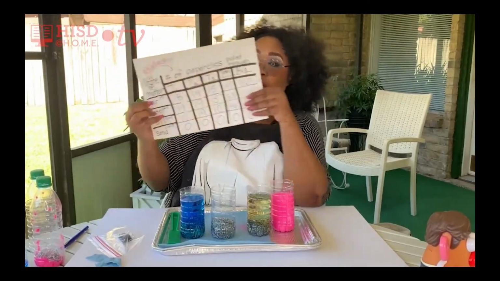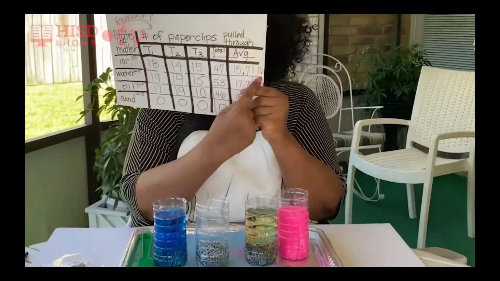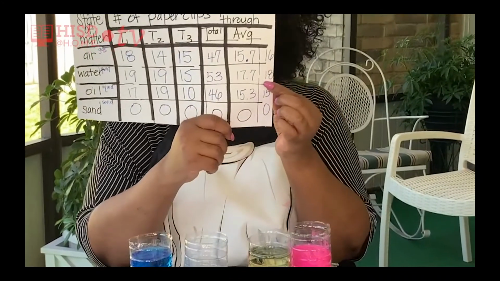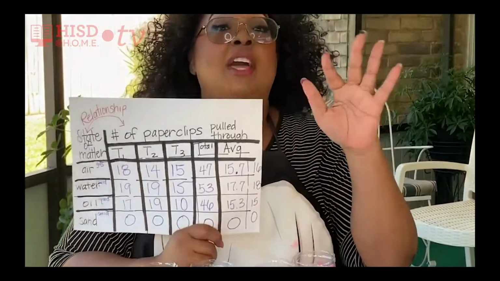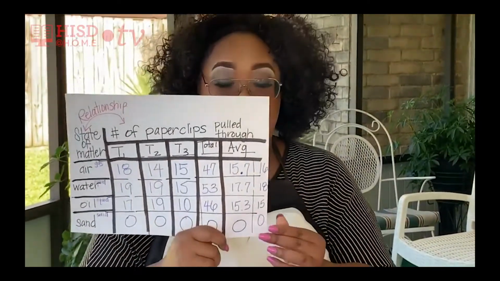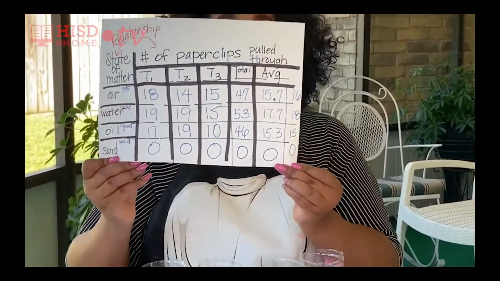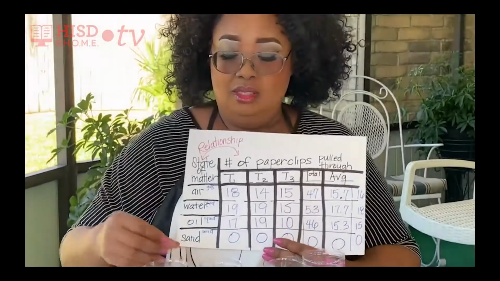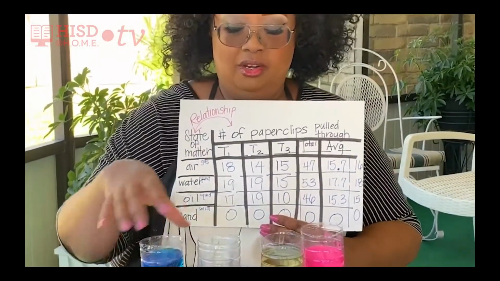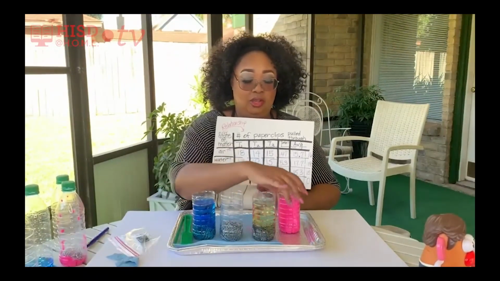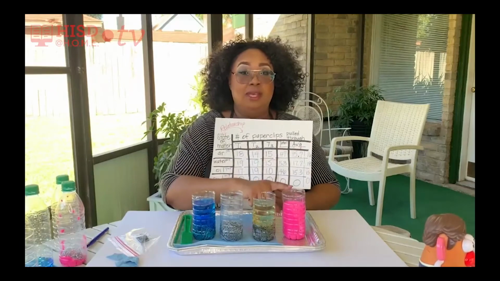what we have, okay? So we have air, it picked up 16 paper clips. Water picked up 18 paper clips on average around. Oil, 15 paper clips, and of course, sand right here had 0. So let's rank them. It'd be first place water, second place air, third place oil, and last place sand.